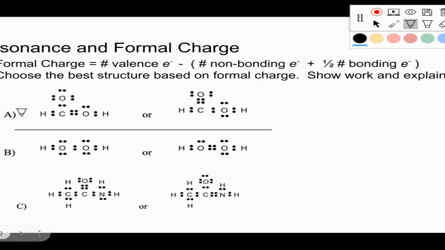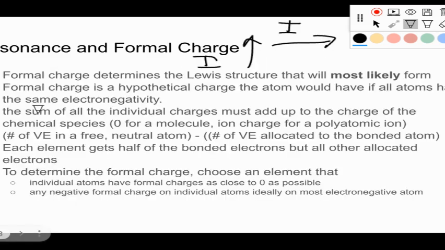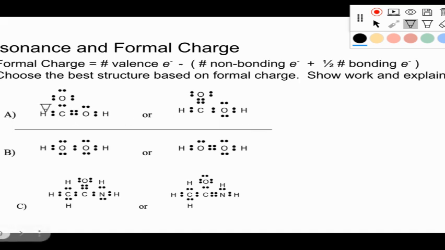Hydrogen should have one valence electron. So based on my equation here, I want to figure out how many it should have minus how many it actually has. That's what this equation is telling us. So hydrogen should only have one. And right now it only has one because we take half of the bonded electrons. And so for hydrogen, I have 1 minus 1. So right now, hydrogen is 0.